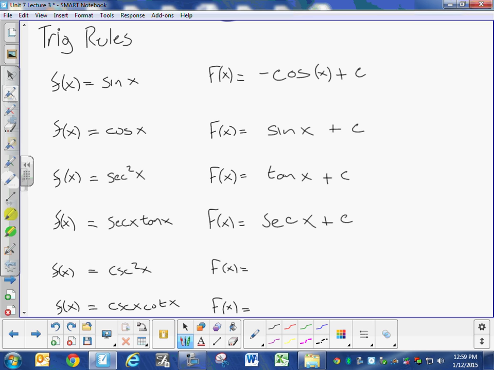What about the function whose derivative is cosecant squared x? Yes, it would actually be negative cotangent. The derivative of cotangent was negative cosecant squared. So you got to go the other way with positive cosecant squared. And then positive cosecant x cotangent x. The derivative of cosecant is negative cosecant cotangent. So this would have to be negative cosecant x.